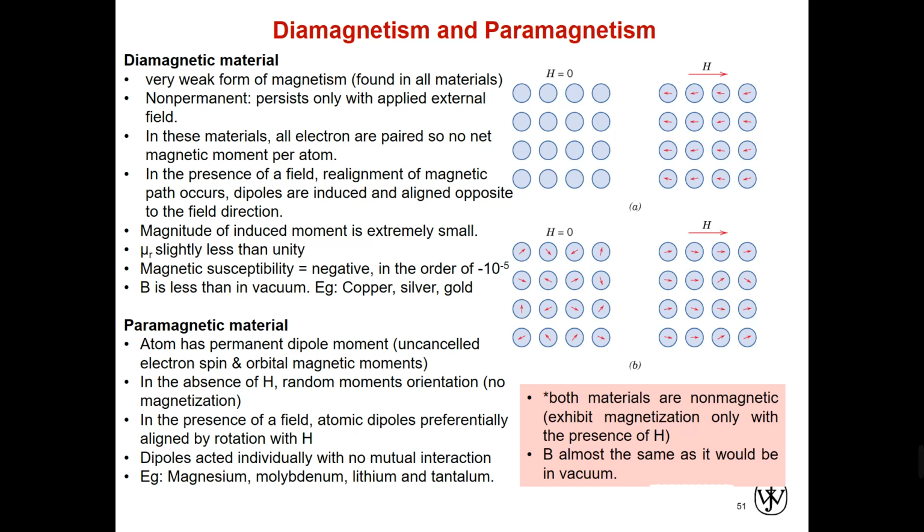Paramagnetic material is material in which the atom has a permanent dipole moment, from uncancelled electron spin and orbital magnetic moments. Representatives are magnesium, molybdenum, lithium, and tantalum. In paramagnetic material, in the absence of H, the moments are randomly oriented with no magnetization. In the presence of a field, the atomic dipoles are preferentially aligned by rotation with H, and the dipoles act individually with no mutual interaction. So both materials are non-magnetic, exhibit magnetization only in the presence of H, and B is almost the same as it would be in vacuum.